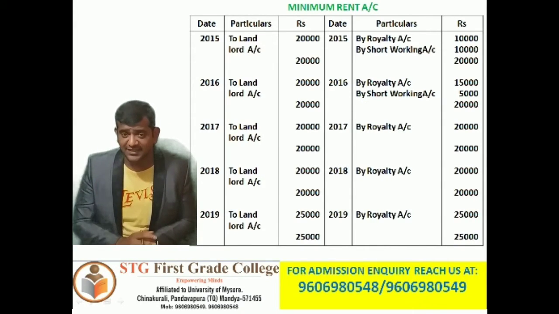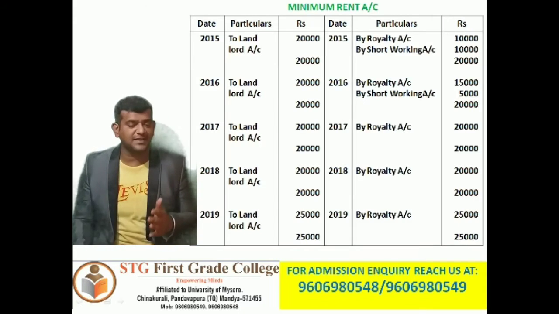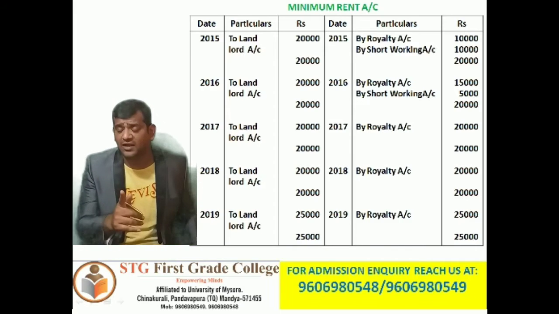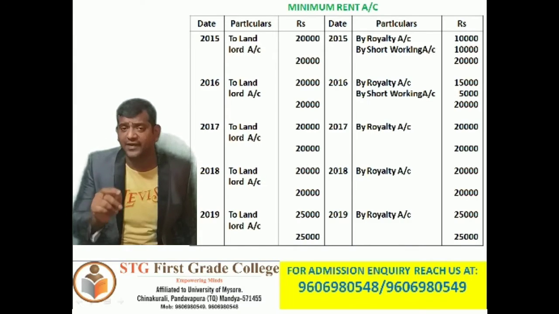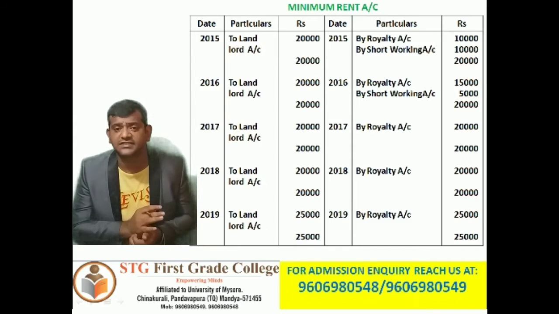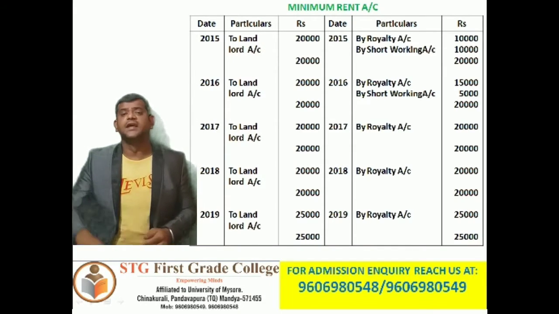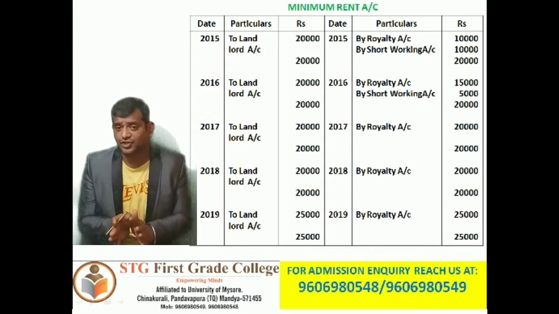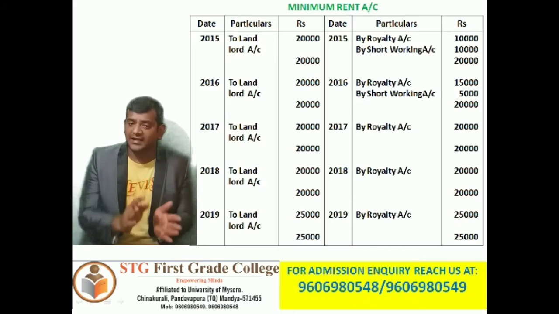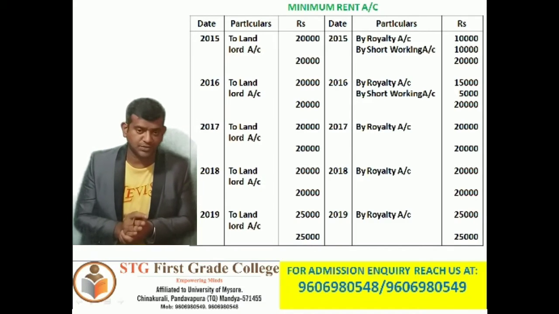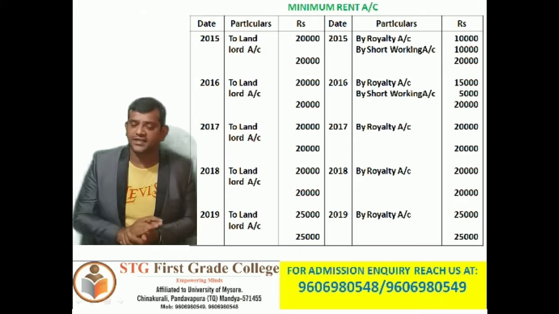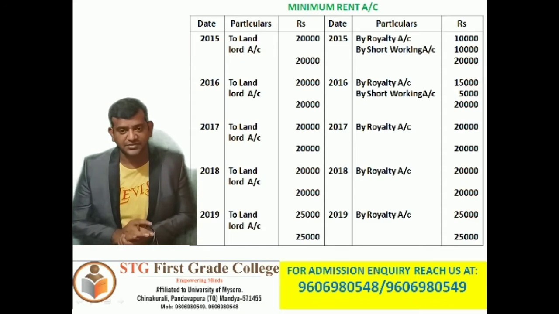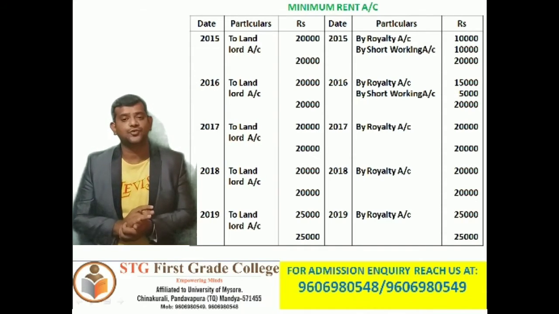Now add both the sides, 20,000 and 20,000. In the year 2016, to landlord account 20,000 rupees again. Now credit side 2016, by royalty account. How much could we generate out of royalty in the year 2016? 15,000 rupees. By short working account, 5,000 rupees, because there was a shortage of 5,000. So 20,000 and 20,000, both sides total. Then in the year 2017, to landlord account 20,000, and 2017, by royalty account 20,000.